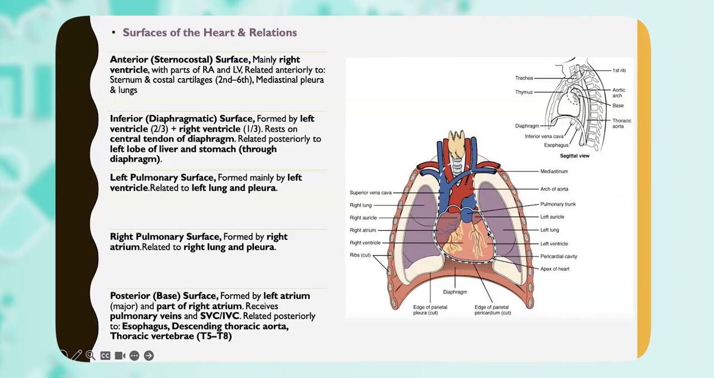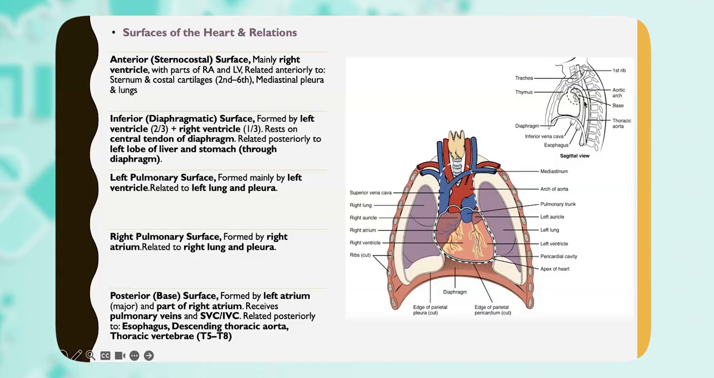The left or pulmonary surface is formed mainly by the left ventricle, related to the left lung and the pleura. The right pulmonary surface is formed by the right atrium, related to the right lung and pleura. And the posterior surface or the base is formed majorly by the left atrium and part of the right atrium, receives the pulmonary veins and SVC and IVC, and is related posteriorly to the esophagus.